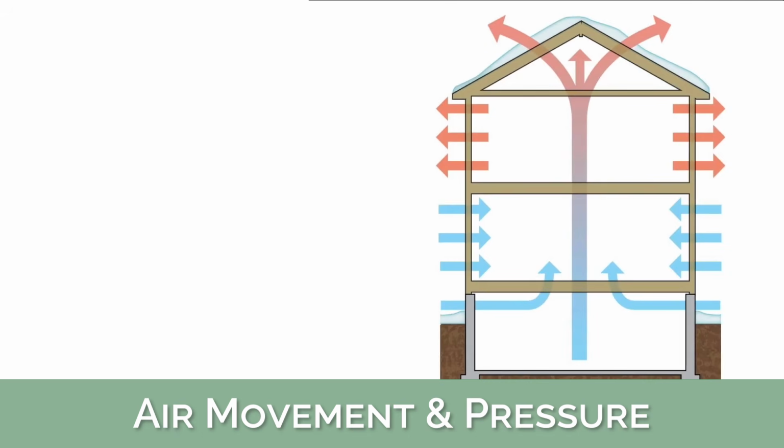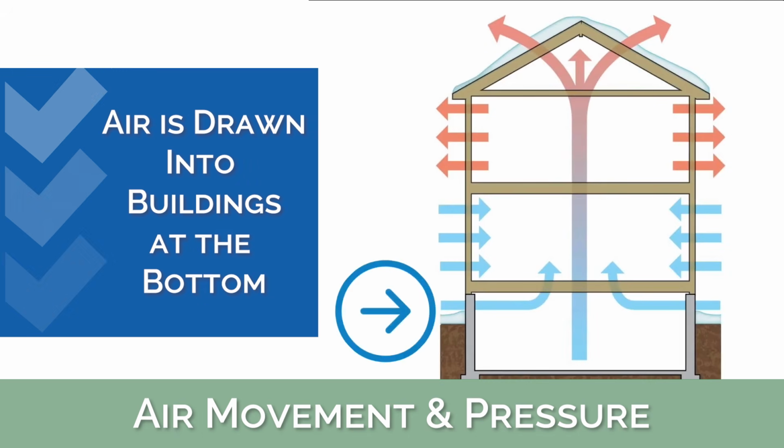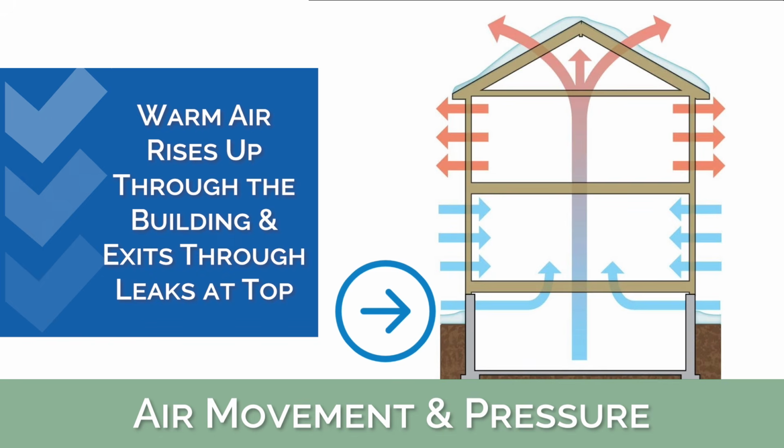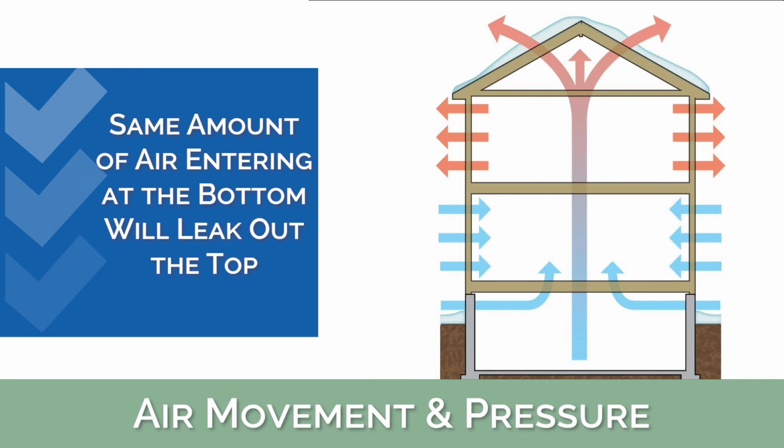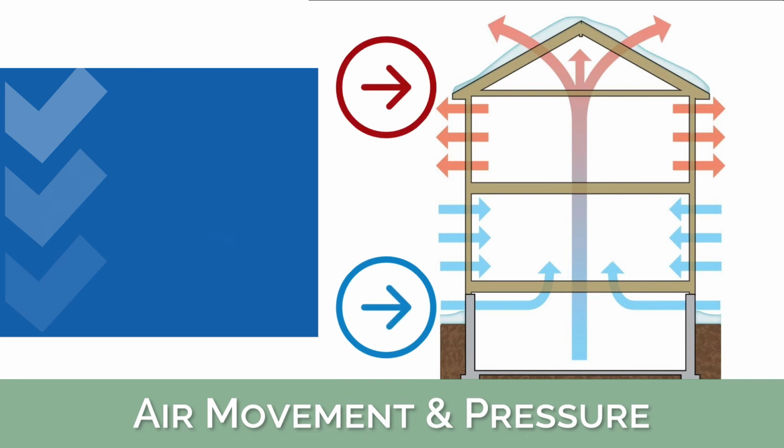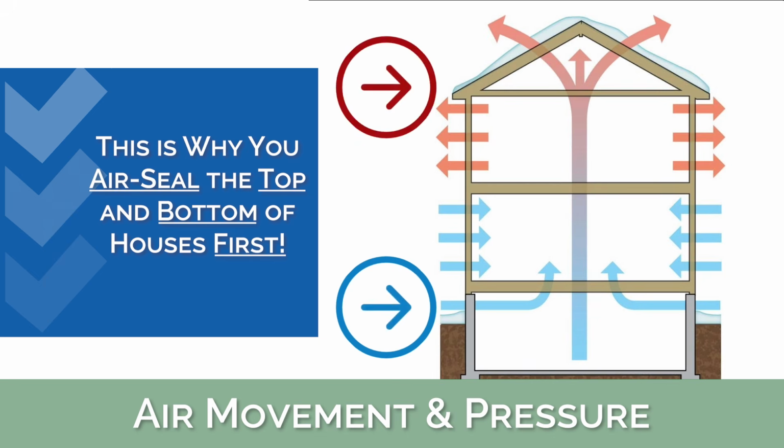So what happens naturally in taller buildings is air is drawn into the bottom of the building through unsealed gaps and cracks, and the warm air inside rises up through the building and exits through leaks at the top of the building. The same amount of air that is drawn in at the bottom of the building will also leak out at the top. This is why it's so important to air seal any holes you have at the top and the bottom of your home first.